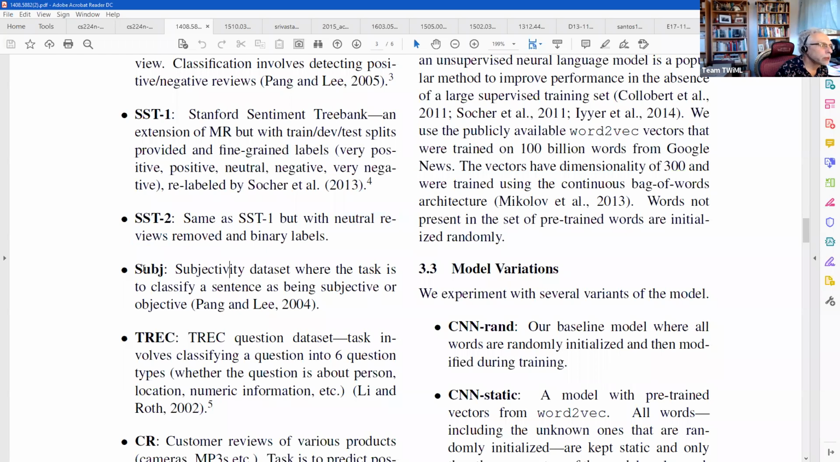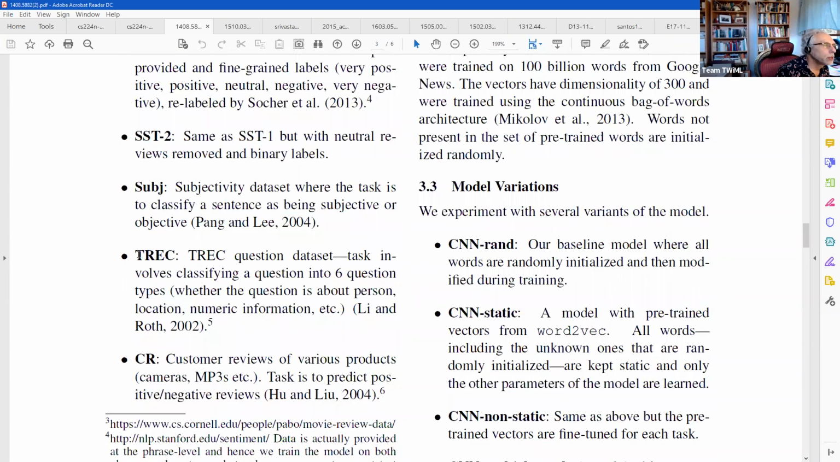Okay, and then here is another data set, the subjectivity data set, where the task is to classify a sentence as either being subjective or objective, in the sense of subjective meaning an opinion, objective meaning a fact. That's what I would think that means.